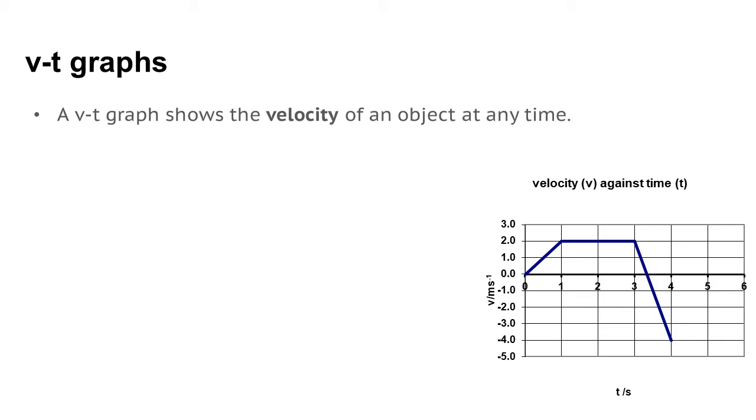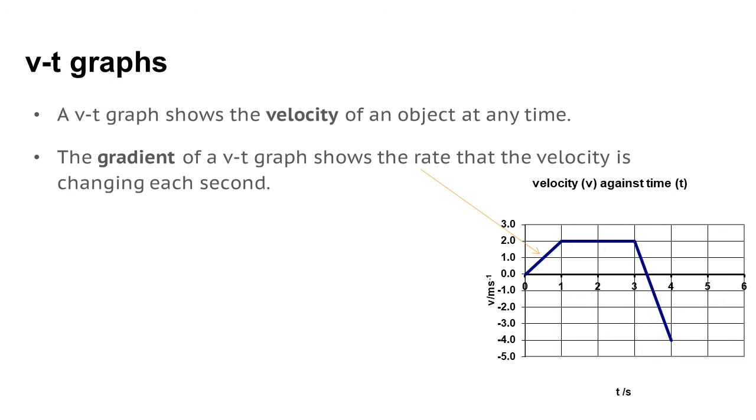A velocity time graph shows you the velocity of an object at any given time. And the gradient of it, this is really just an extension of what we've just talked about, shows you the rate that the velocity is changing each second. So it's called the acceleration. If we can calculate the gradient of these sections, then we can work out the rate that the velocity is increasing by every second, and that will give us the acceleration.